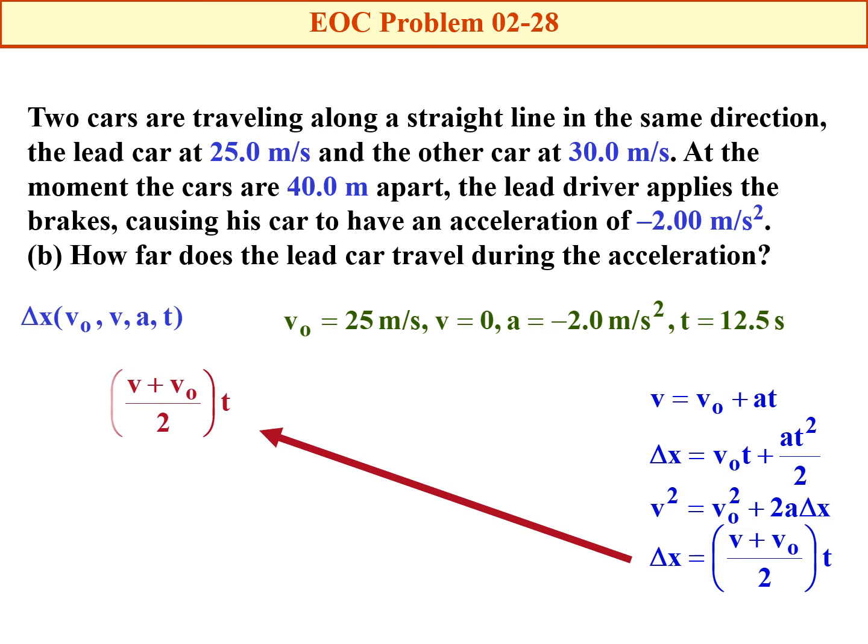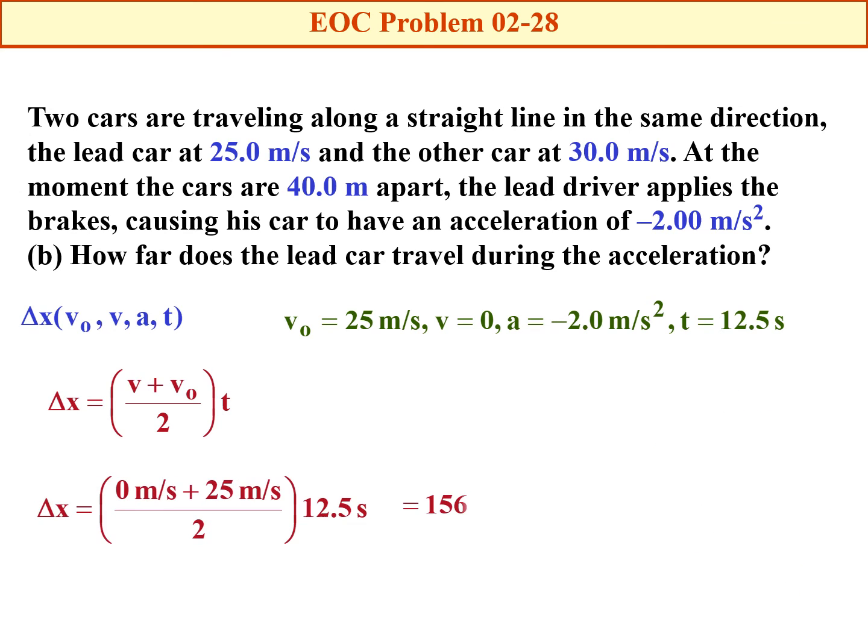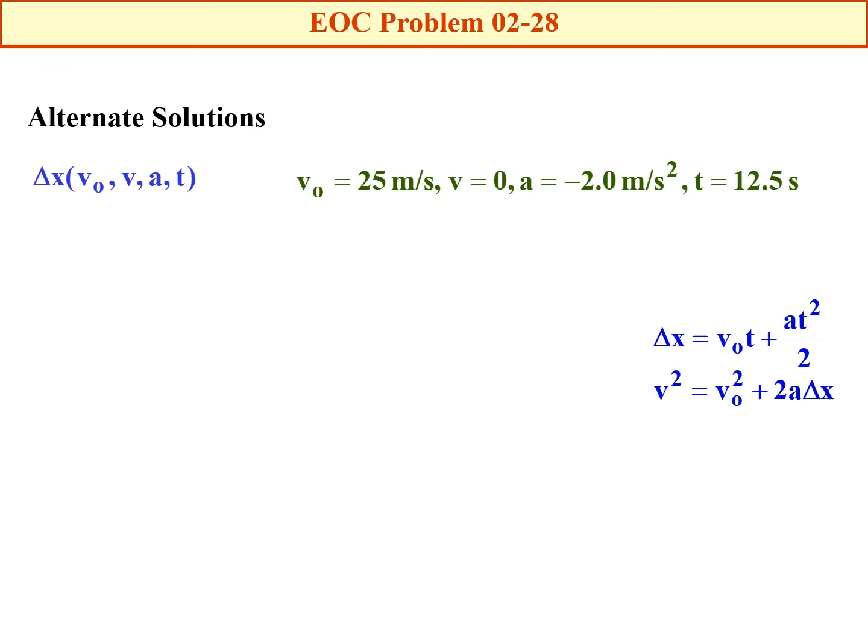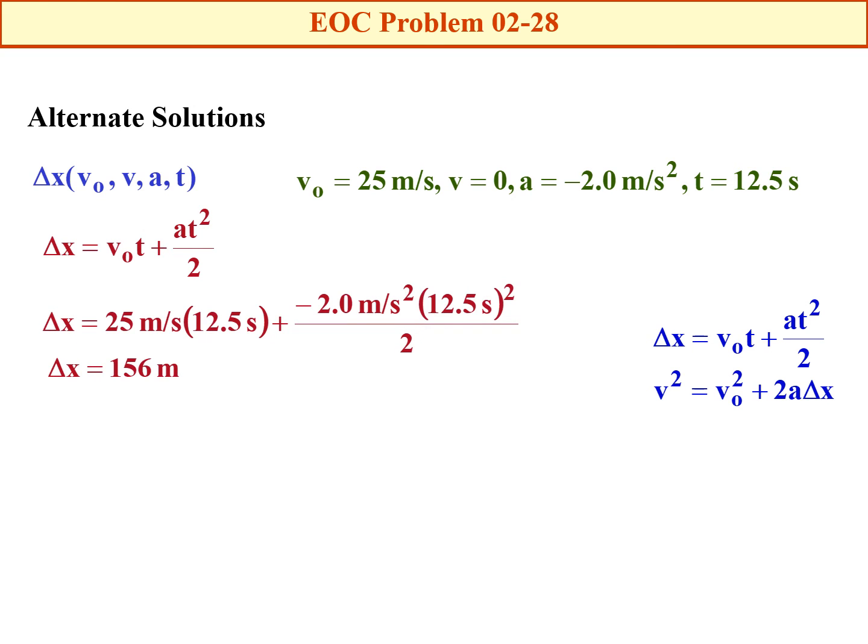We can use this bottom equation where displacement is going to be equal to the final velocity plus the initial velocity divided by 2, multiplied by time, and then we get our displacement is going to be equal to 156 meters. Now, because we have multiple equations, we can actually solve this in multiple ways. So if we use this middle equation right here, where displacement is going to be equal to the initial velocity times time plus 1/2 times acceleration times time squared, we plug in our information, 25 times 12.5, and then we plug in the acceleration and the time, we get 156 meters again.